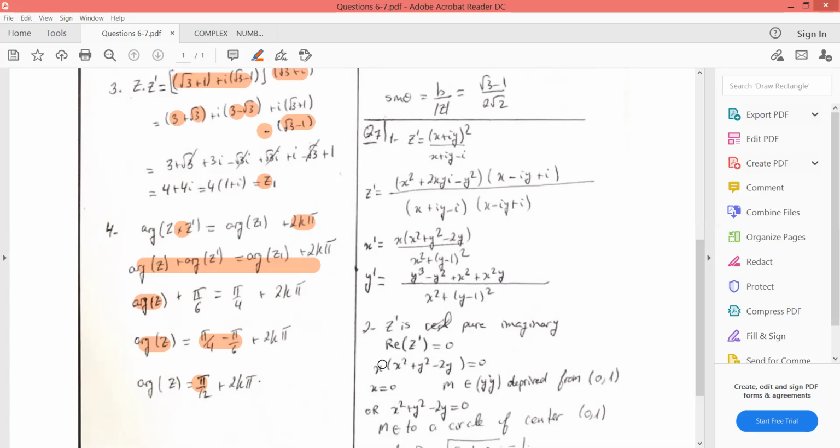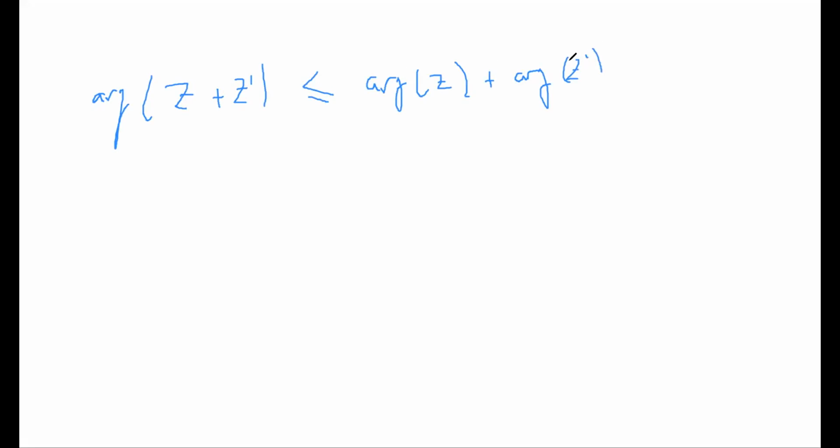Sir, yes. Now if there is Z plus Z prime, what happens to its argument? You mean the argument of Z plus Z prime. Yes, like this. In general it is less than or equal to argument of Z plus argument of Z prime. Okay. It could be less.